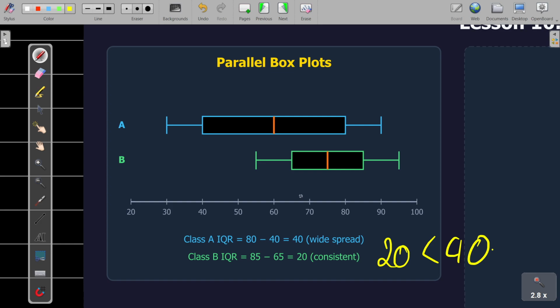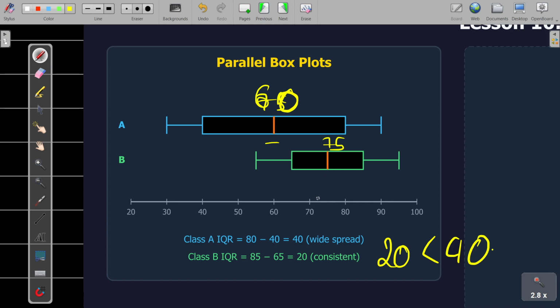And so who performed better overall? Let's look at the overlap. We want to compare the medians. The median for class B is 75 right here. Then, this is 60. Now, this means that 50% of class B scored 75 or higher. Whereas looking at class A, the Q3 is 80, meaning 25% of class A scored 80 or higher.